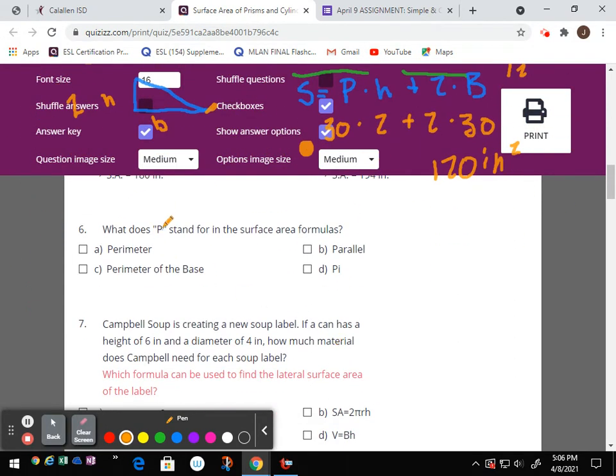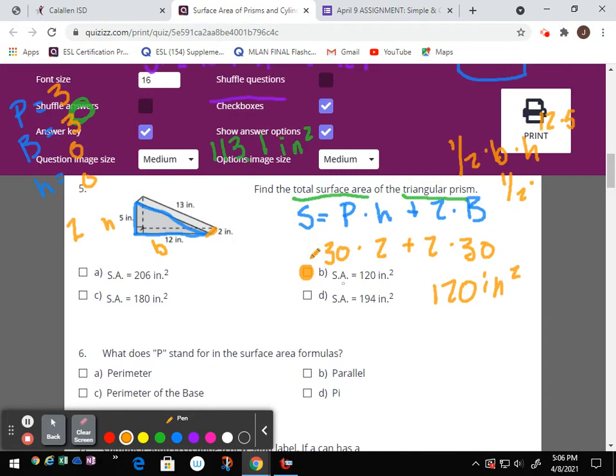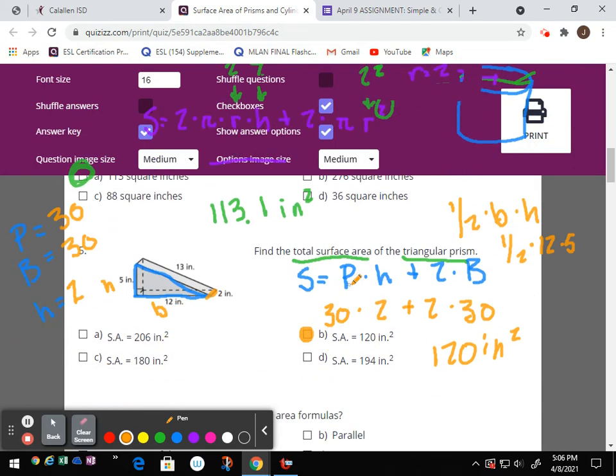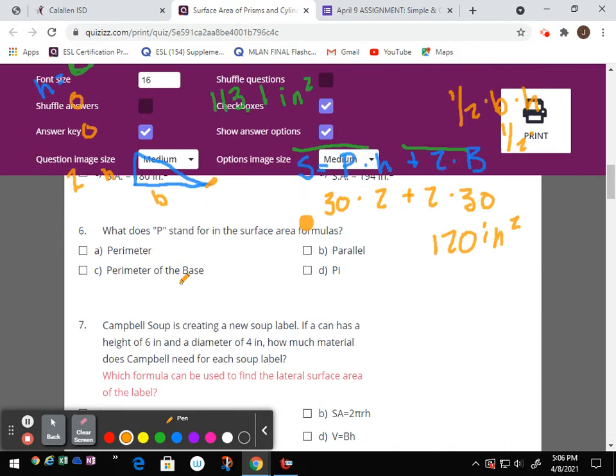Number 6, what does big P stand for in the surface area formulas? Here's our previous problem. We had to find big P. Big P is the perimeter of the base. Remember, we're adding up just the sides of the base. And our base here is a triangle, so we added up 5, 12, and 13. We wanted the perimeter of the base.